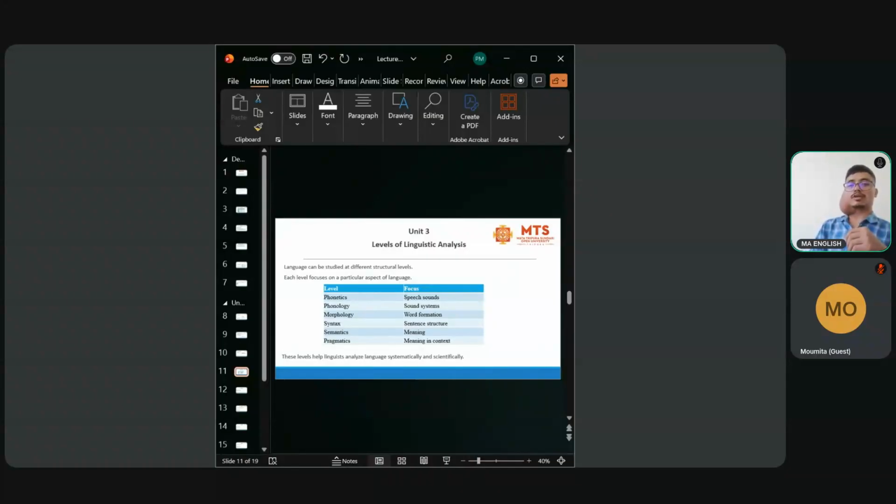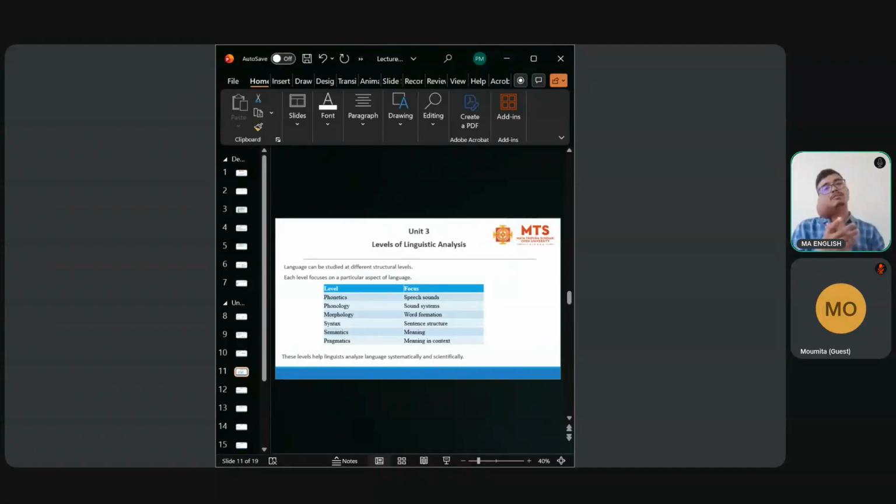So the fourth level is syntax. The study of syntax deals with sentence structure, the rules that govern how words are arranged to form grammatical sentences. For example, in English, we say the dog hit the man, not the dog, the man with me. It doesn't make sense, right? When I say the dog with the man, it makes sense. But the dog and the man, the beat, no, doesn't make sense, right?